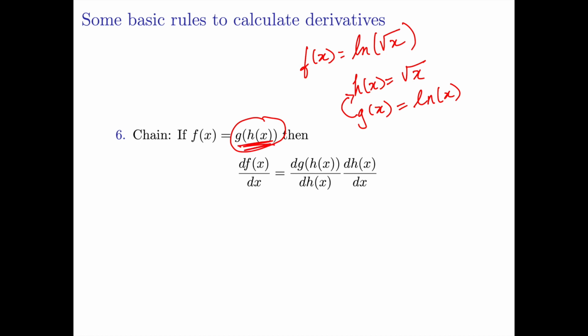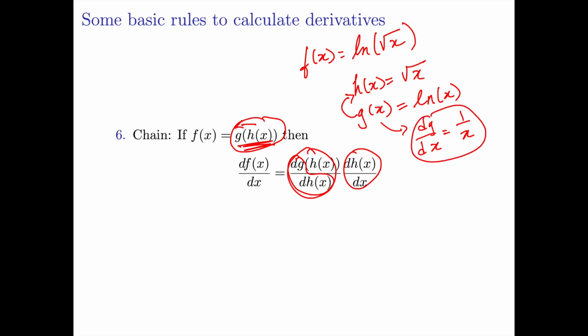How do you take the derivative of this? Start inside out. So start from the inside and move out. You take the derivative of h, then you take the derivative of g with respect to its argument. So in this case, dg dx would be 1 over x. But you don't evaluate this derivative at x, but rather at h of x. So in this case, you have dg of square root of x with respect to square root of x. What we're doing is we're treating the variable to be square root of x rather than x. So that's going to be 1 over square root of x.